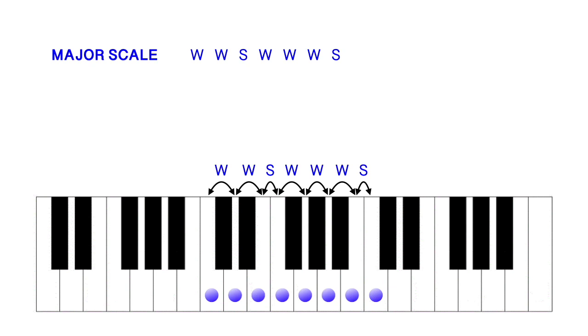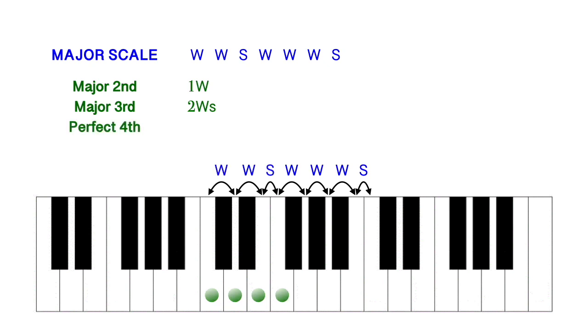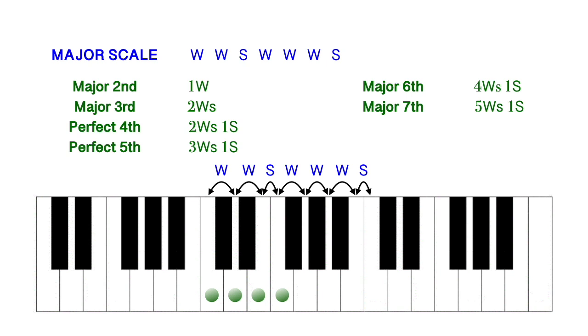The first and second note, which is a whole tone apart, is major second. Major third is 2 whole tones. Perfect fourth is 2 whole tones plus 1 semitone. Perfect fifth is 3 whole tones plus 1 semitone. Major sixth, 4 whole tones, 1 semitone. Major seventh, 5 whole tones, 1 semitone. Perfect octave, 5 whole tones, 2 semitones.